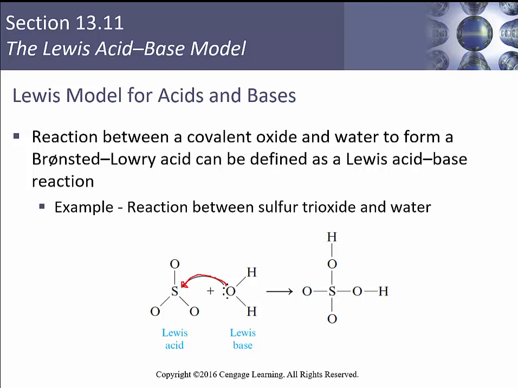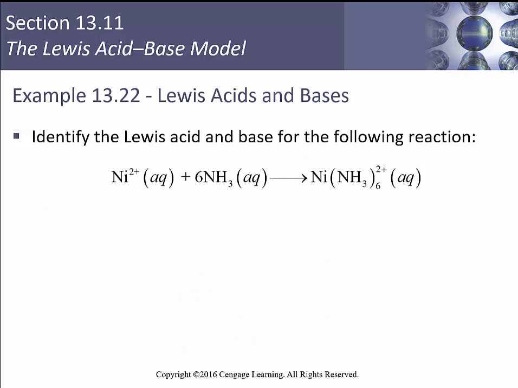So if we're looking at the reaction between a covalent oxide and water to form a Bronsted-Lowry acid, that can be defined as a Lewis acid-base reaction. So this is showing how that Lewis model is still going to work with a Bronsted-Lowry acid. When we form that bond there, we're going to form an additional bond between the oxygen and the sulfur, right? And we're going to have an S-O bond that is made. Right. So let's do an example.